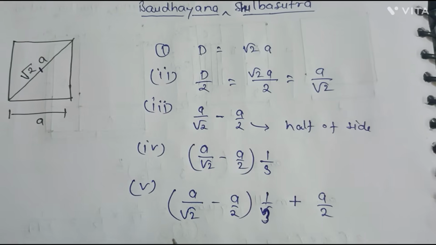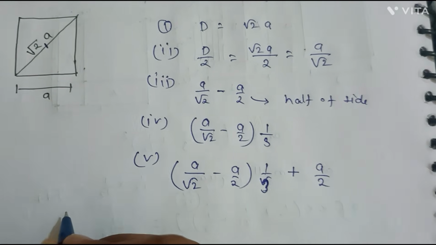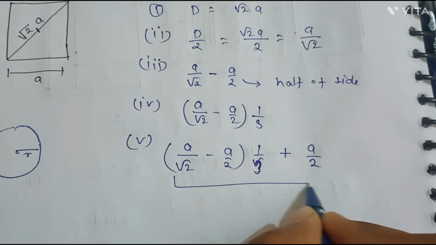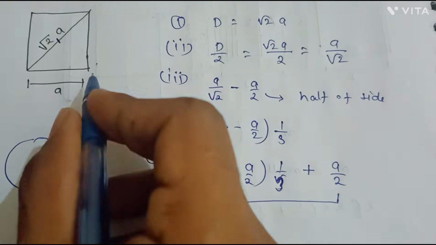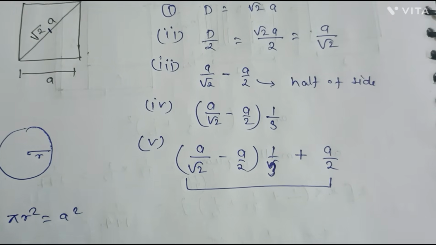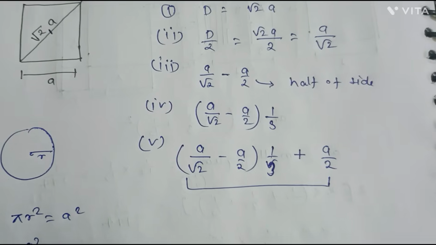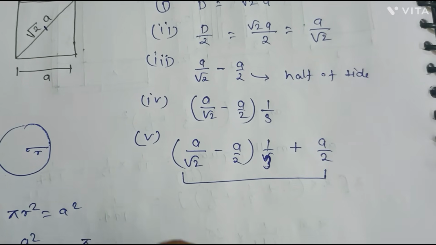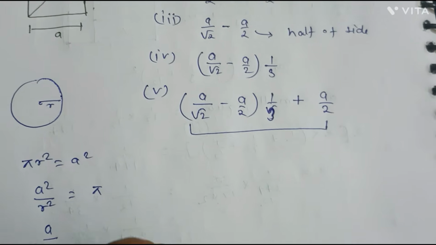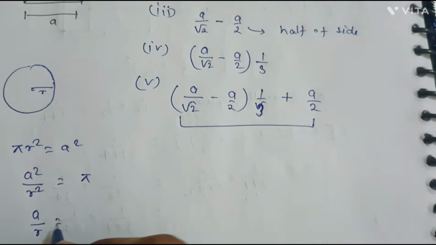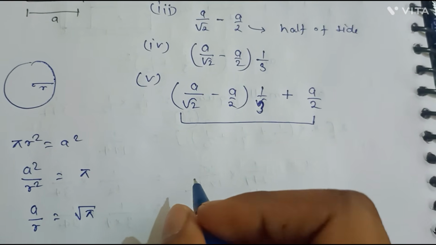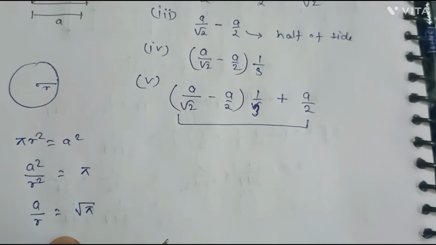So let's see how they found it. If the area of the circle formed here, having radius r equal to this value, is equal to the area of the square, then pi r square will be equal to a square. So a square by r square will be pi. And if we solve it more, we may write it as a by r equals root under pi. Now see how we can find the value of r from this.